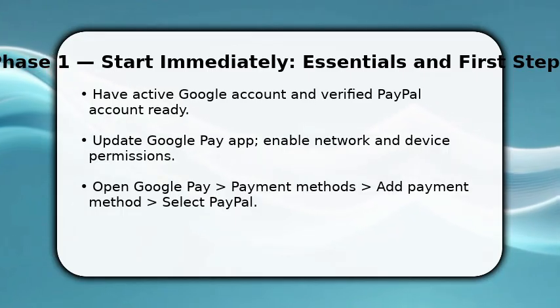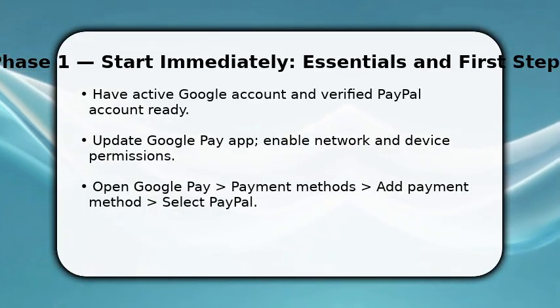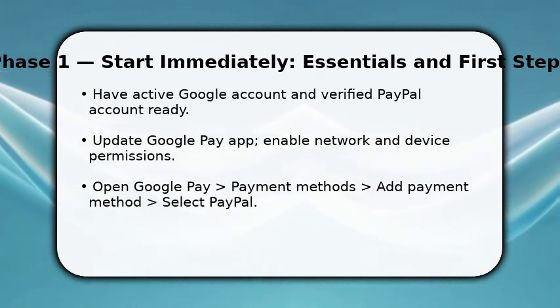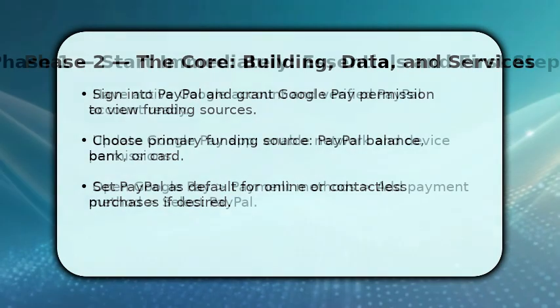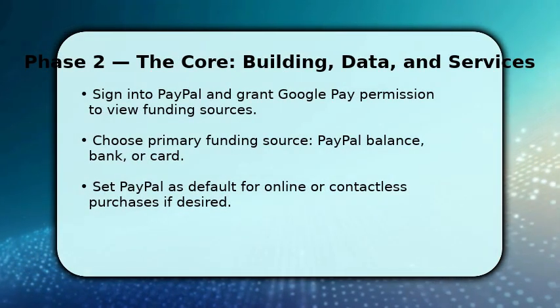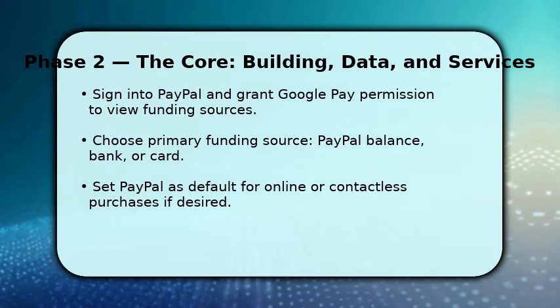Tap Payments, then add payment method, and choose PayPal. You will be redirected to PayPal to sign in and grant permissions. This is required to authorize transfers and use PayPal as a payment instrument. Once redirected, sign into your PayPal account and explicitly allow Google Pay to access your funding sources. This permission links the two services securely.